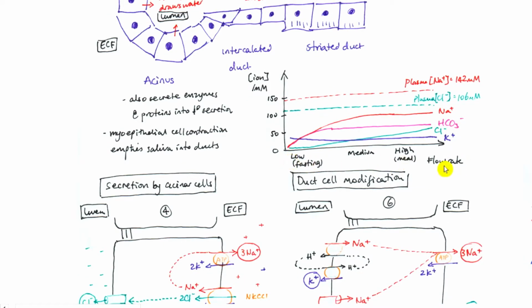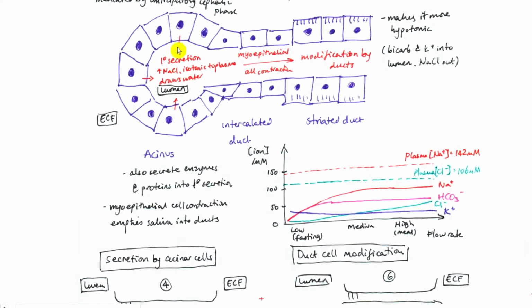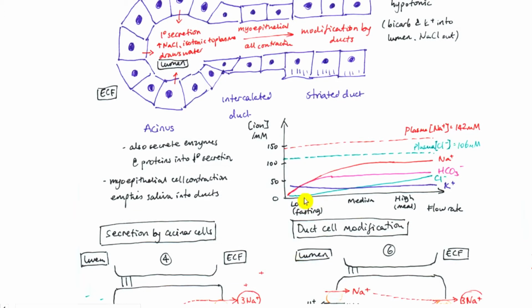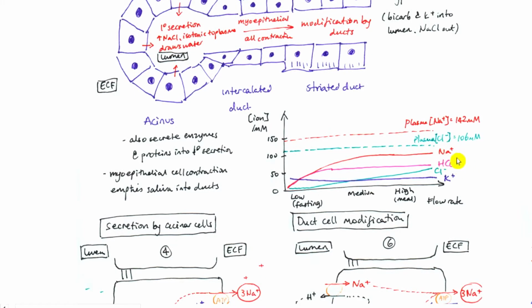So this is flow rate. When we're fasting, we're not producing much saliva, so it goes through very slowly, and you can see there's a low concentration of bicarbonate and sodium ions, and a higher concentration of potassium and a little bit of chloride as well. Now, when there's high flow, for example during a meal, the ducts don't have much time to modify it. Bicarbonate remains high and sodium chloride remains high in the saliva, so it's closer to what the primary secretion looks like.